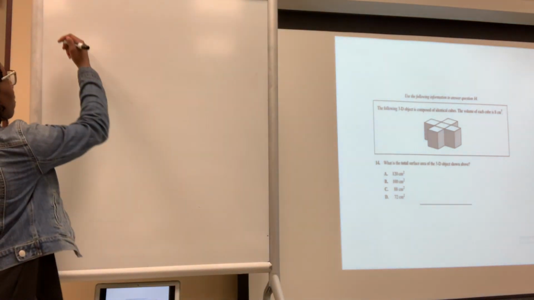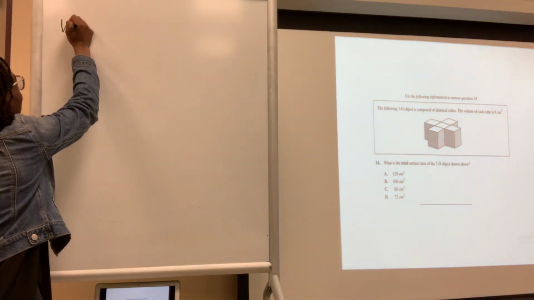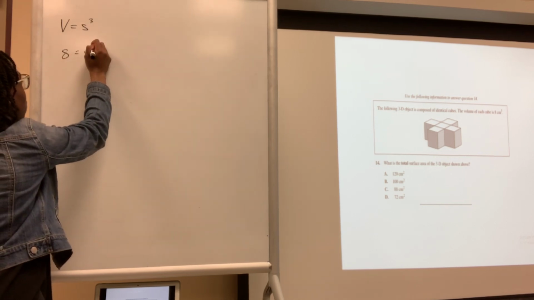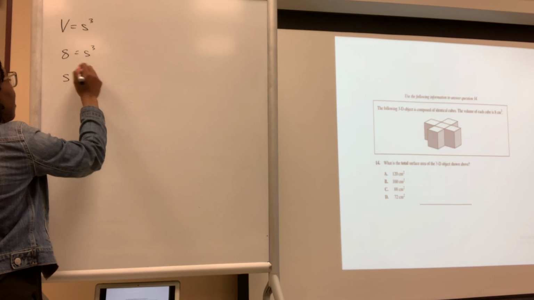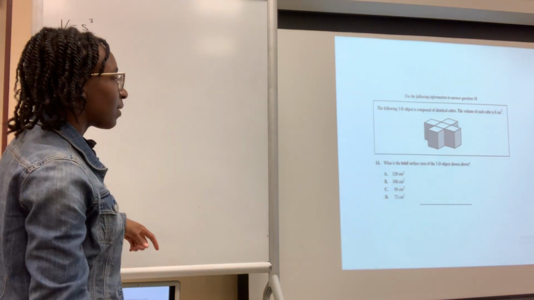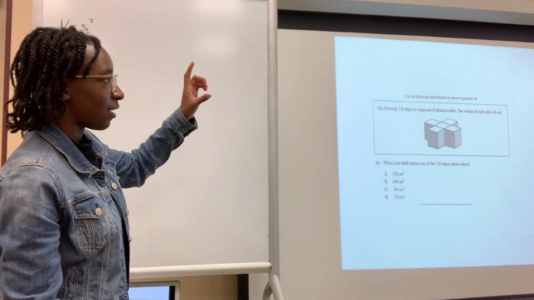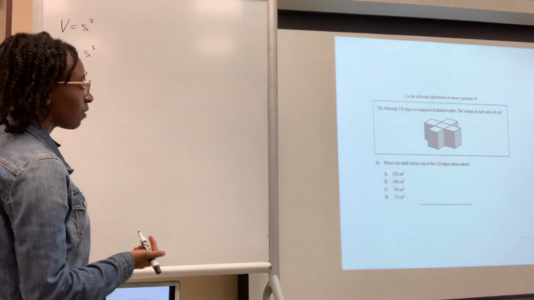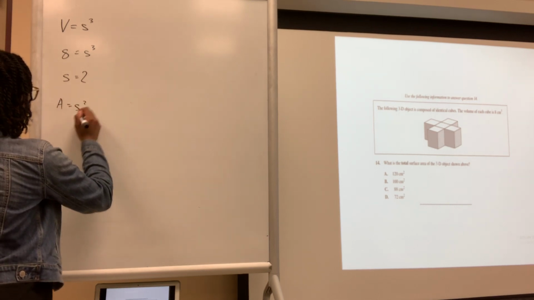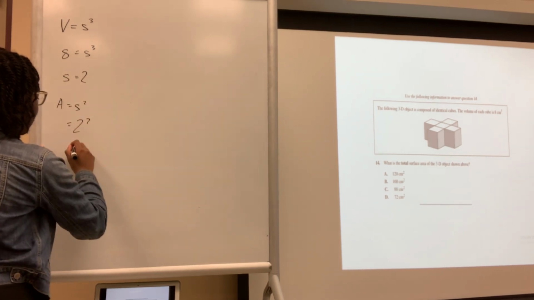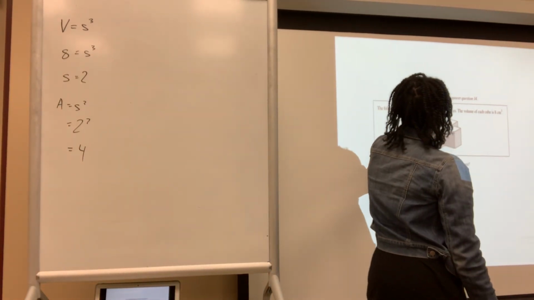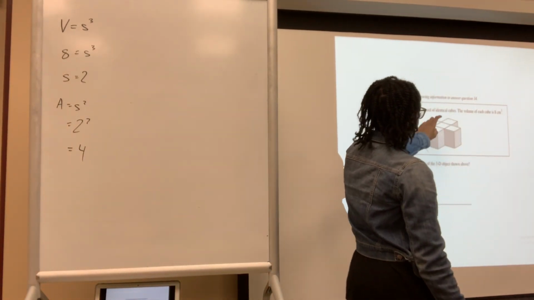But okay, we know the volume of a cube is equal to the side length cubed. So 8 is equal to s cubed. s is equal to the cube root of 8, which is 2. From there, we can find the surface area of one single square, which is s squared, equal to 2 squared, which is equal to 4. So we know that, for example, the surface area here is simply 4 centimeters squared.